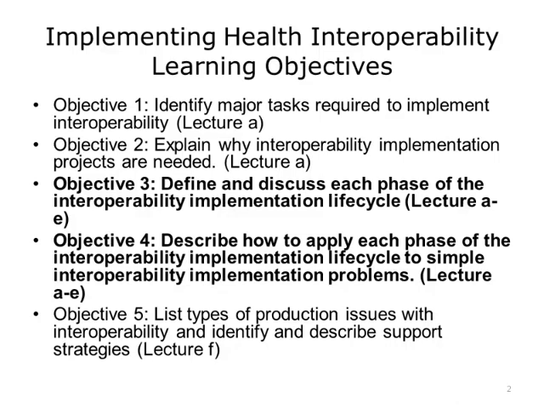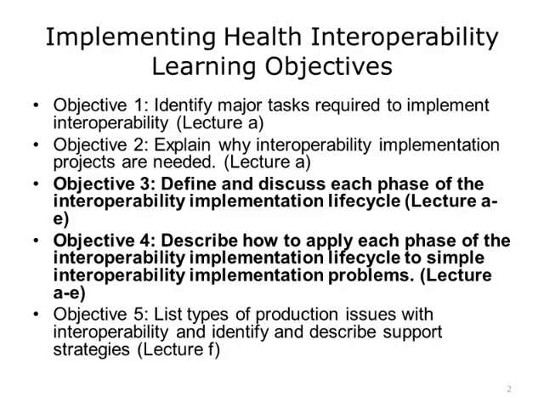1. Identify major tasks required to implement interoperability. 2. Explain why interoperability implementation projects are needed. 3. Define and discuss each phase of the interoperability implementation lifecycle. 4. Describe how to apply each phase of the interoperability implementation lifecycle to simple interoperability implementation problems. And 5. List types of production issues with interoperability and identify and describe support strategies.